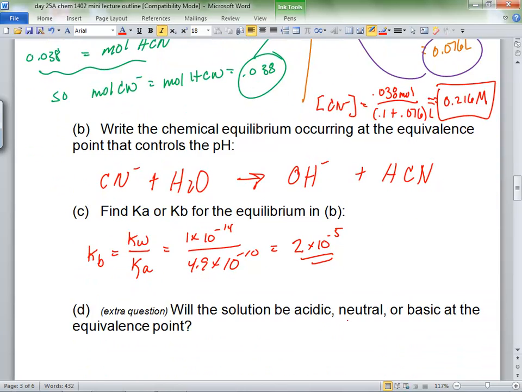Okay. Extra question: will the solution be acidic, neutral, or basic at the equivalence point? Everybody's going to say basic. Okay.